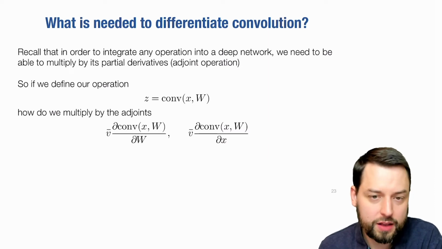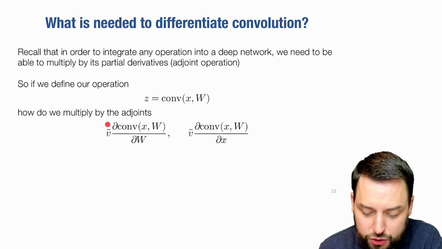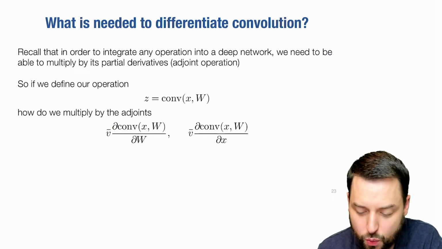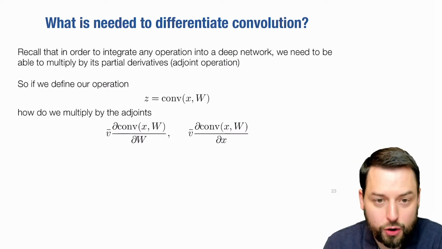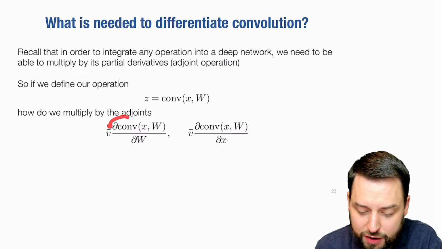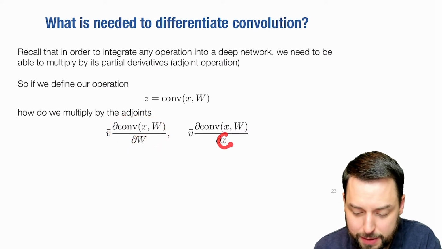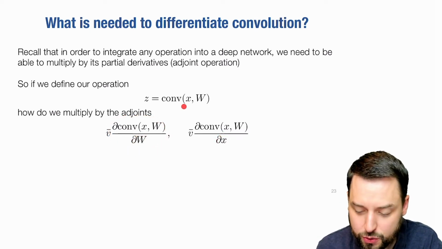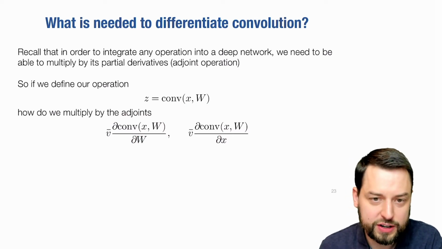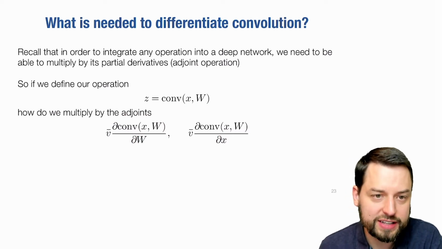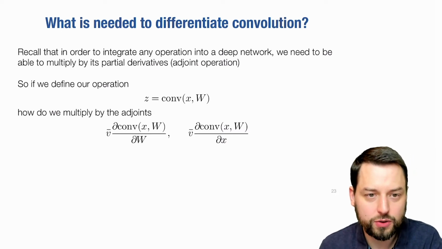Because remember, in automatic differentiation, we want to be able to multiply some adjoint here with these two partial derivatives, or really Jacobians more generally, right? The derivative with respect to our weights, and the derivative with respect to the input. So this operator has two inputs and one output, and so we need to be able to differentiate with respect to either of its two inputs, either the weights or the input.